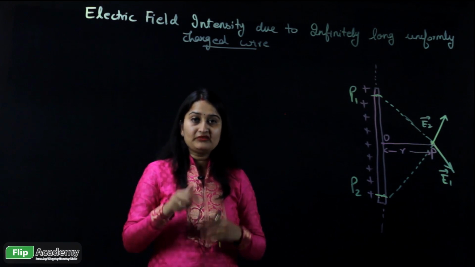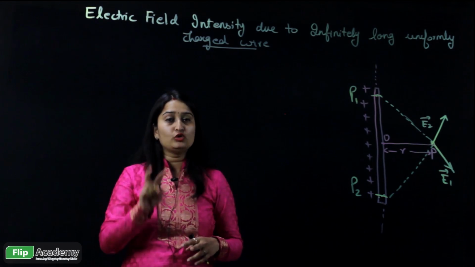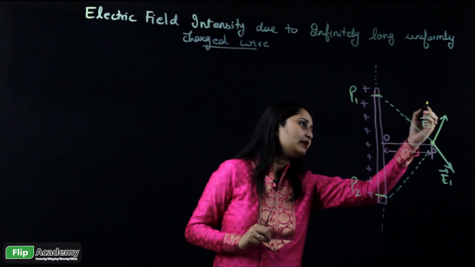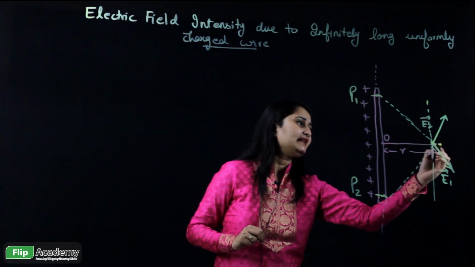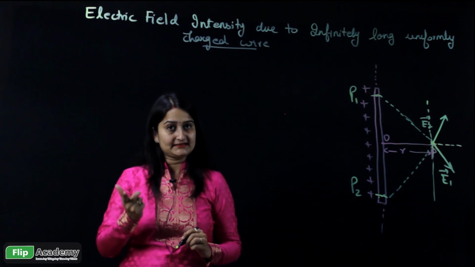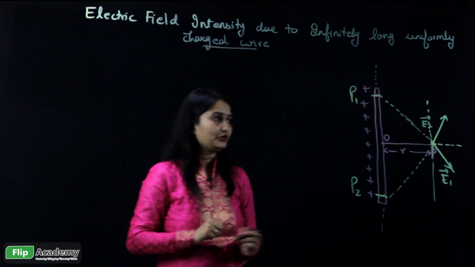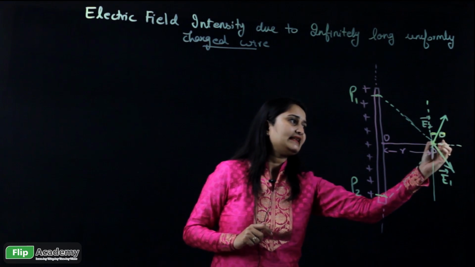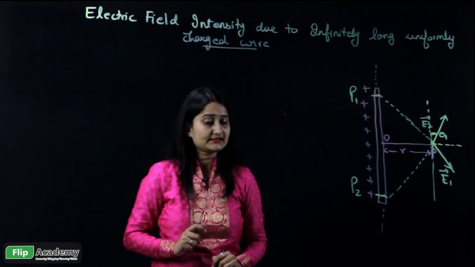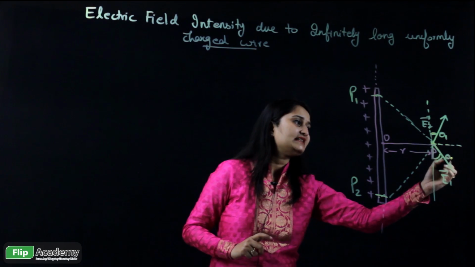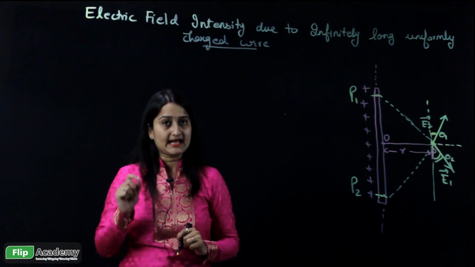Now we have to resolve E1 and E2 into their respective components. For example, suppose this is a horizontal line and this is a vertical line. So the horizontal and the vertical lines are the x-axis and the y-axis, okay? This E2 is making an angle, let's say theta 1, with the x-axis. Similarly, E1 is making an angle, let's say theta 2, with the x-axis.